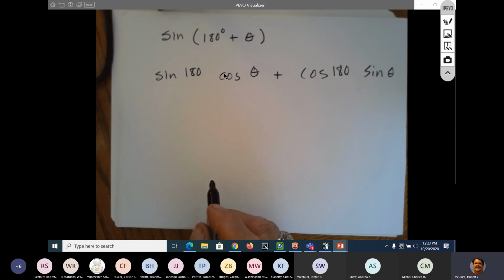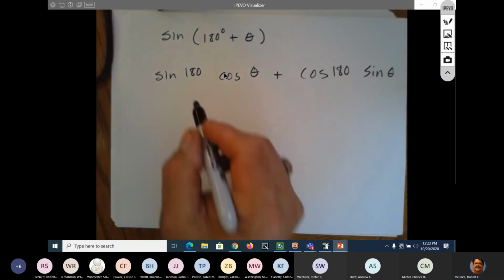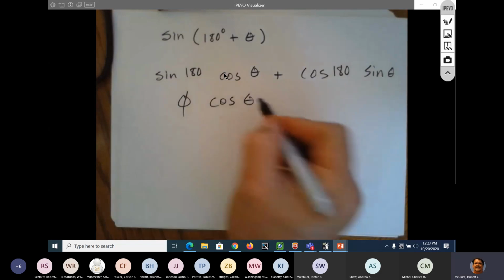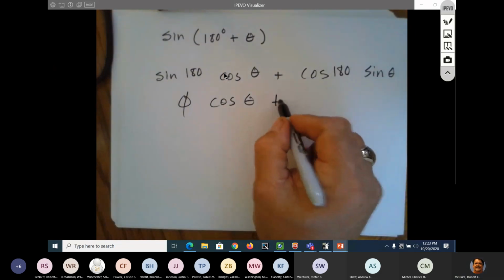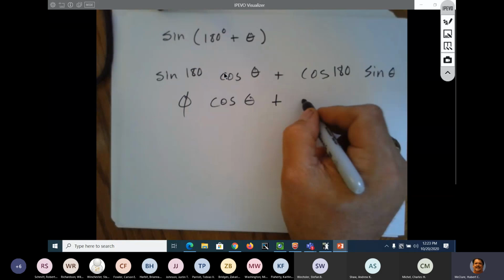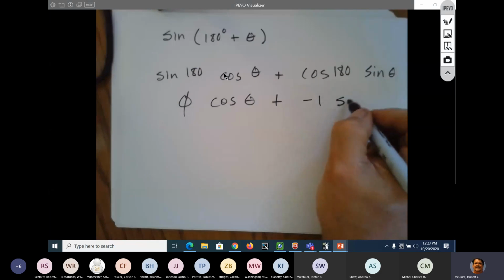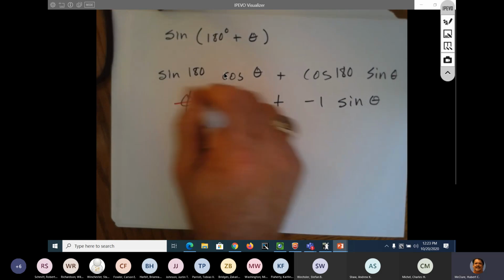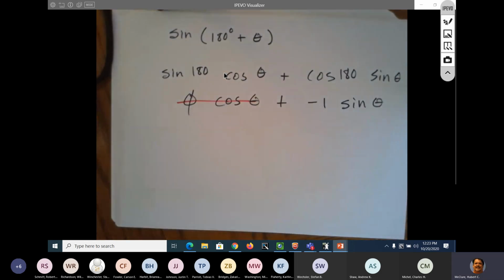All right, the sine of 180 is 0. Cosine of theta plus negative 1 sine of theta. And what happens to 0 cosine of theta? Cancels out. And the answer is negative sine theta.